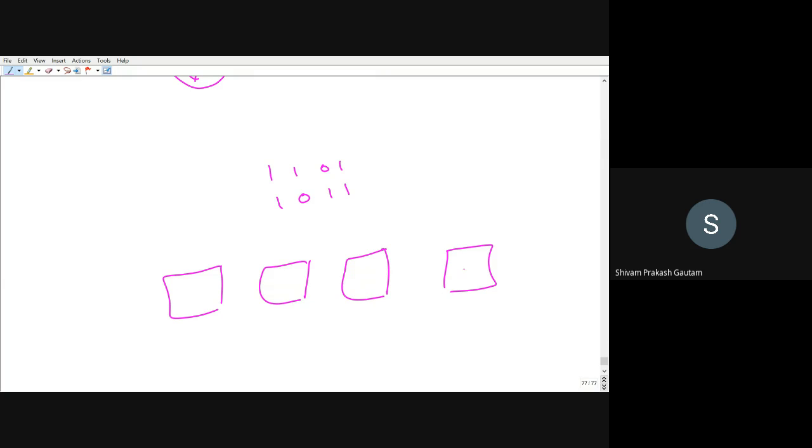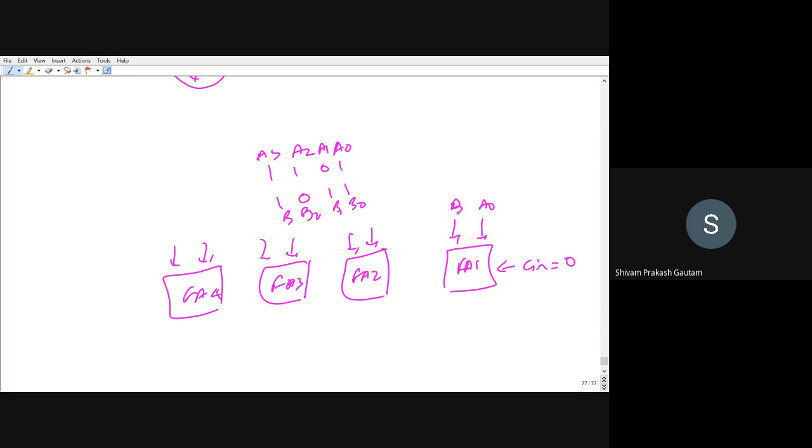Let us say this is full adder 1, full adder 2, full adder 3, and full adder 4. And here C in was there, input, right now it is 0, and here A and B terms will be there. This can be A0, A1, A2, A3, and this can be B0, B1, B2, and B3. So now this will be A0, B0, A1, B1, A2, B2, A3, B3.